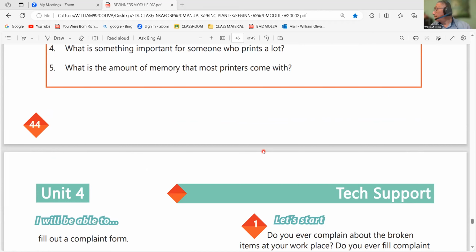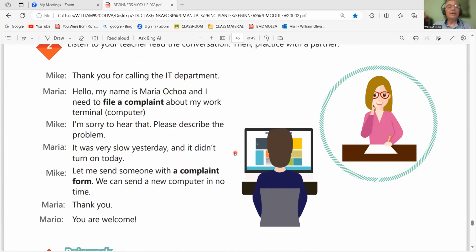Next, page 45, number 2. We have a dialogue.